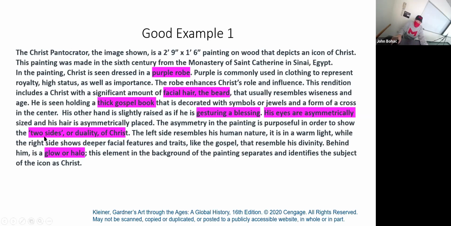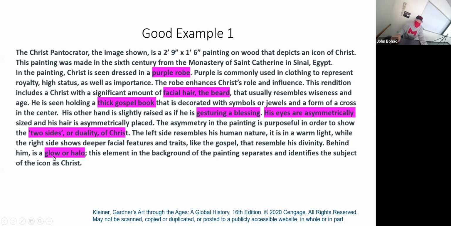His eyes are asymmetrically sized, and his hair is asymmetrically placed. That's what I mean about the division of the face. One side is the stern law of God. The other side is the Christ of forgiveness. And so the two sides are the duality of Christ. The left side resembles human nature, and it is in a warm light, while the right side shows deeper facial features, and like the gospel, they resemble his divinity.